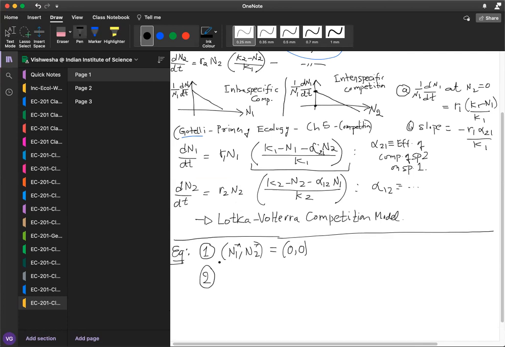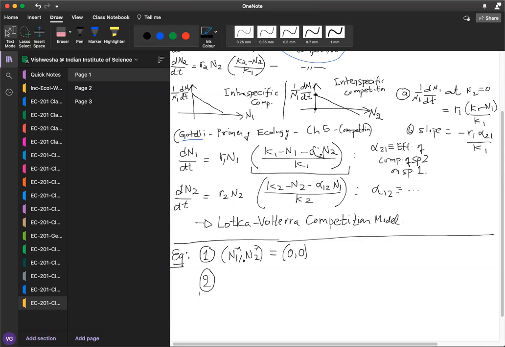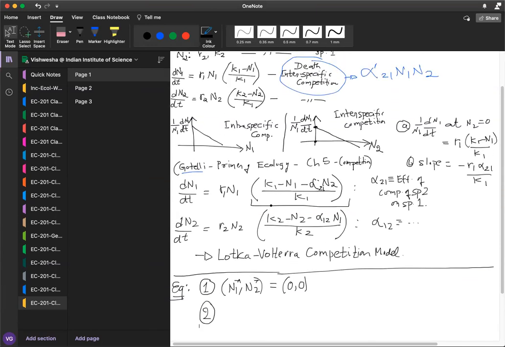The second equilibrium, again, think of the one extreme. There are 2 species that are competing. Just think of what are the intuitively possible outcomes. One species is zero and the other species has the carrying capacity, which is basically when only one of the species is present.